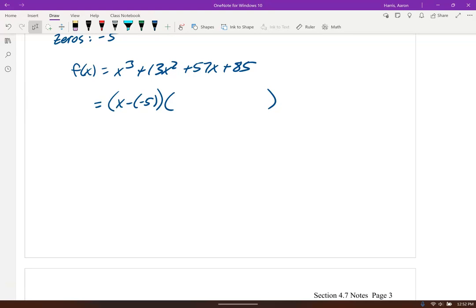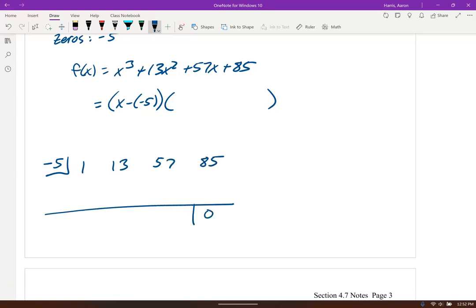And this is of the form x minus c, so I can go ahead and use synthetic division. -5 would be my c. And I put 1, 13, 57, and 85. And I know this remainder's got to be 0. So let's go ahead and check it. 1 times -5, -5. 13 minus 5, 8. 8 times -5 is -40, 17 times -5 is -85, making sure that's okay. That is 85. So let's go ahead and put those in. So it'll be 1 degree less: 1x squared, 8x plus 17.